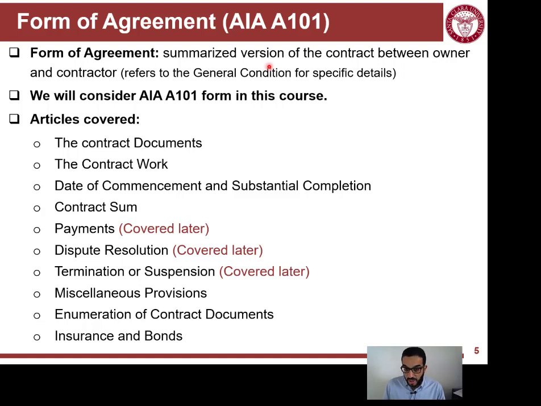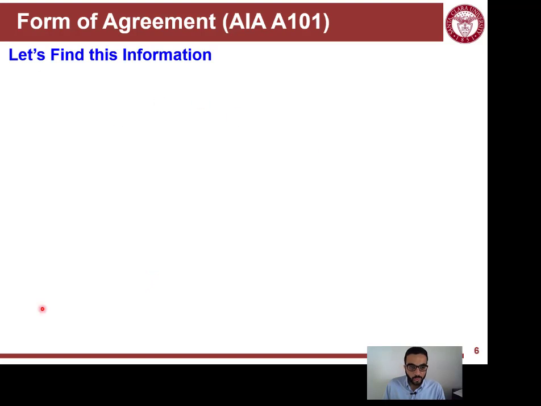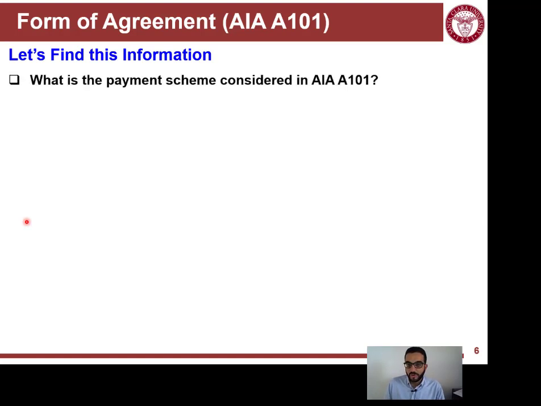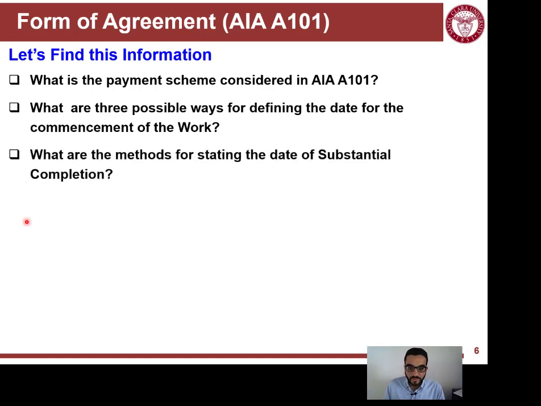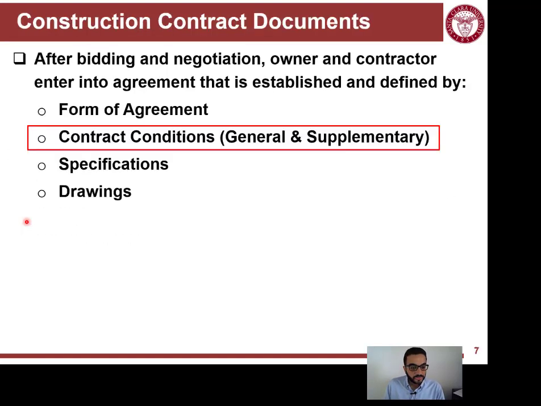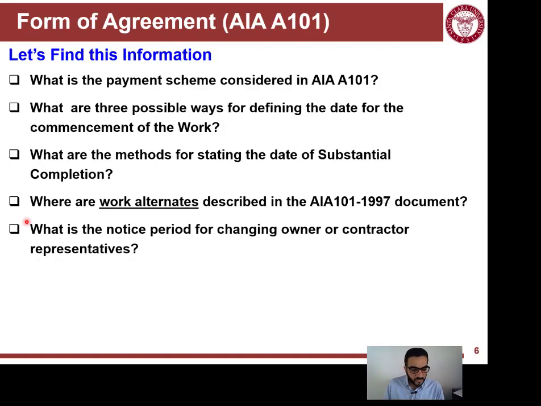I published both documents, A101 and A201, so you can see this is the outline of the documents, and when we meet in class, we'll do some game here. We'll try to find this information. What is the payment scheme used in this contract? What are the possible ways of defining the start date, and other questions here. So I'm showing it for you here so you can prepare. When we meet in class, we'll start trying to find the information for these questions.